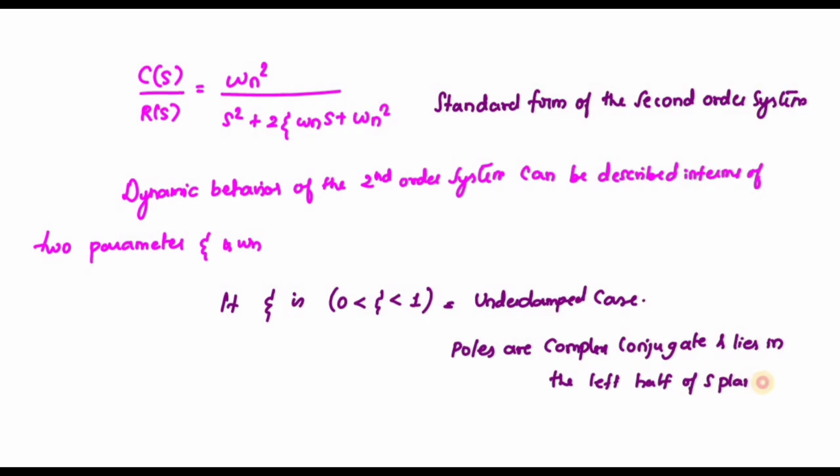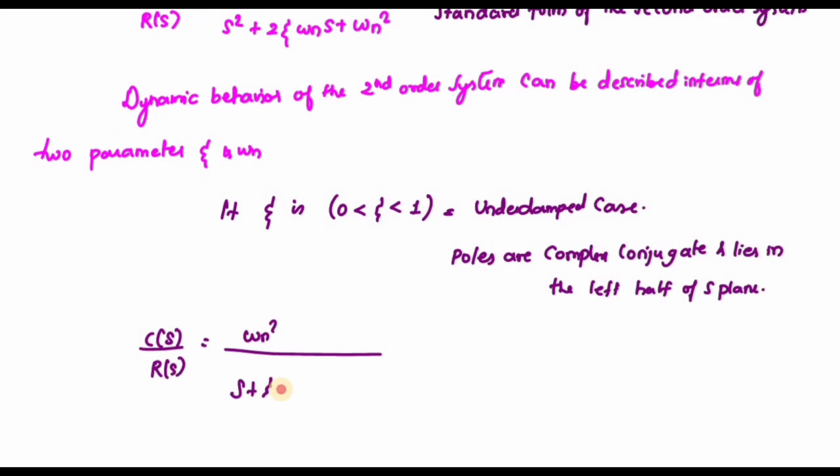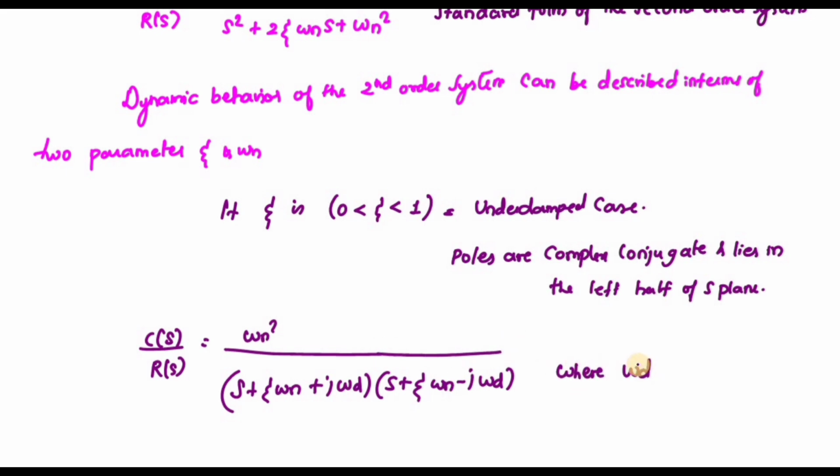So I can write C(s)/R(s) = ωn² / (s² + ...), where the denominator I can write as (s + ζωn + jωd)(s + ζωn - jωd), where ωd is called the damped natural frequency, and its value is equal to ωn √(1 - ζ²).